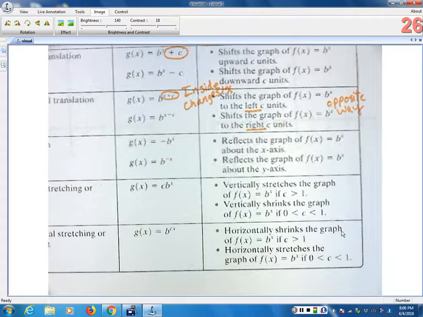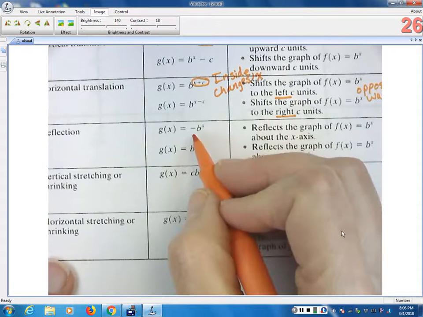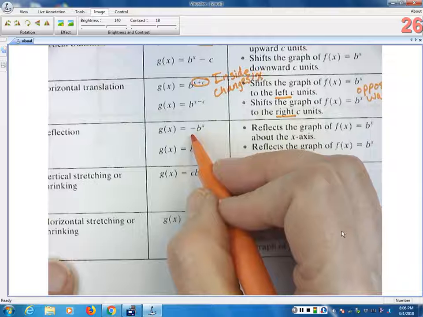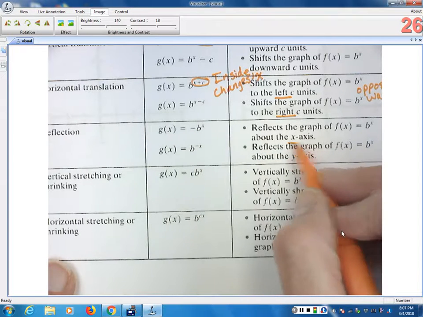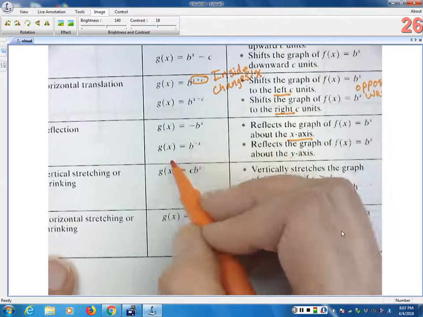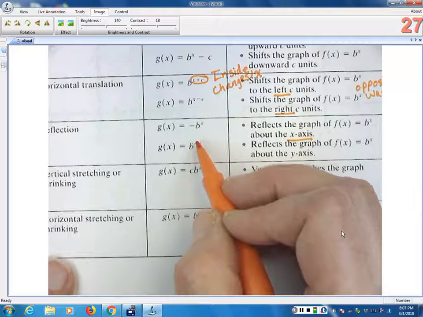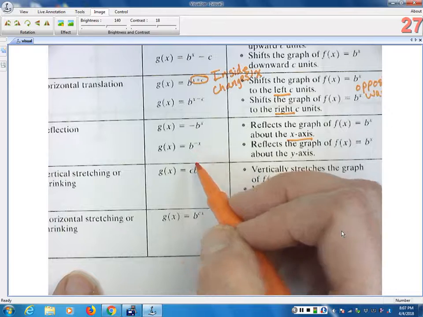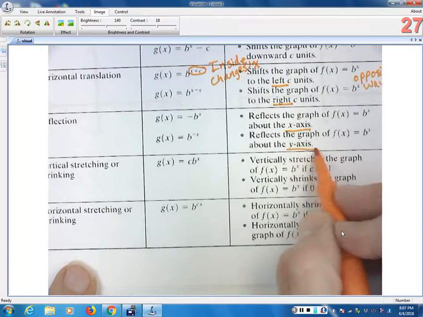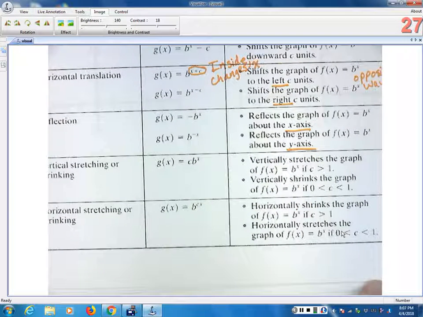And then reflection, a minus sign in front of the function is on the outside. It changes y, but that reflects about the x-axis. And if you've got a minus sign up in the exponent, that's on the inside. It changes x, but that's a reflection about the y-axis. Okay. So we're going to do some transformations.